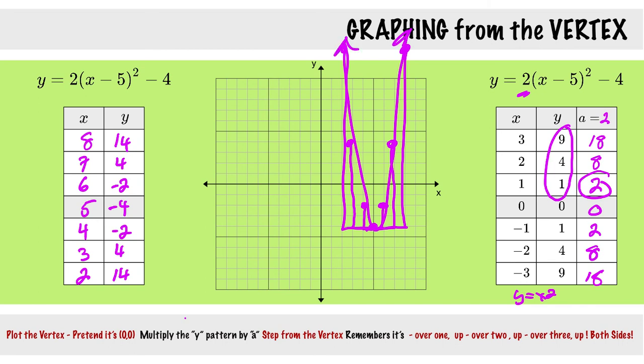Very similar steps. Plot the vertex, pretend it's 0, 0. Instead of multiplying 1, 3, 5, you're going to multiply 1, 4, 9. Step from the vertex, and just remember it's over 1, over 2, over 3. Always from the vertex.